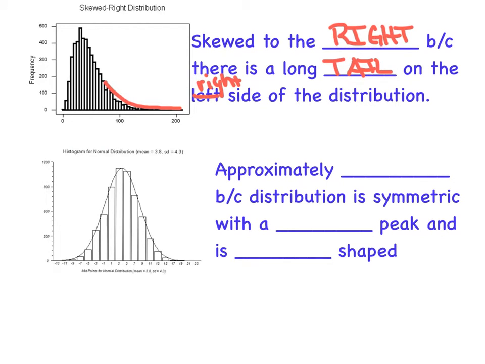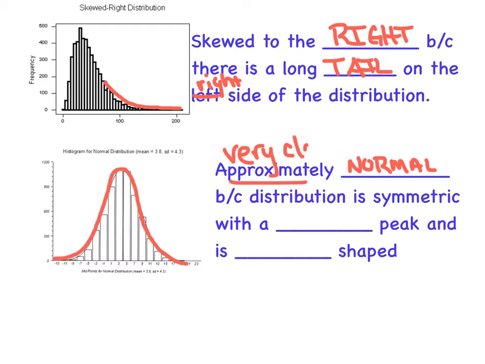We would say that this diagram here is approximately normal. Approximately normal. We didn't say exactly normal. Approximately means it's very close to being normal. Very, very close. All right? Because the distribution is symmetric with what we call a single peak. All right, and is bell-shaped or mound-shaped.